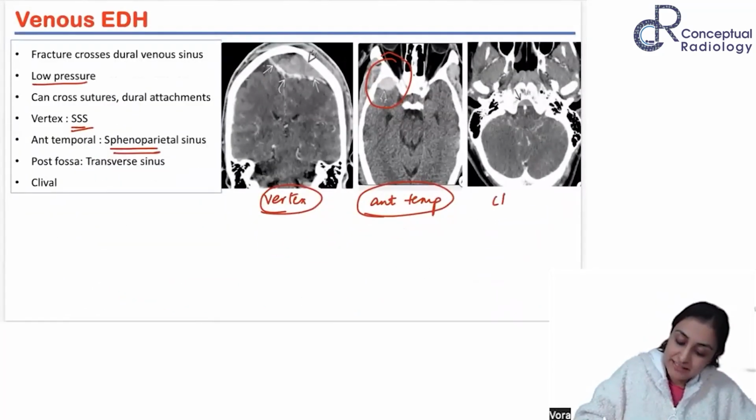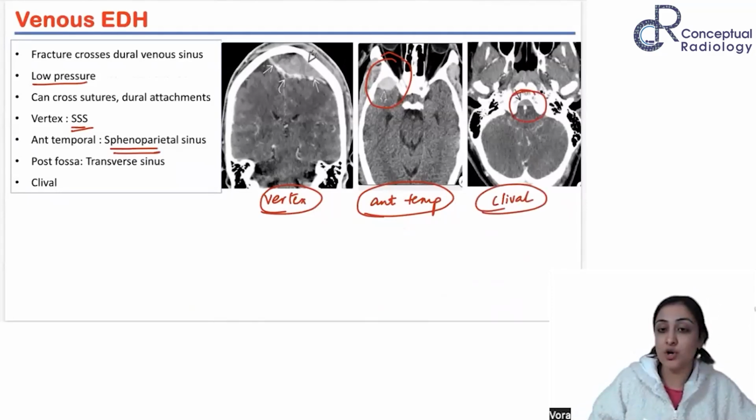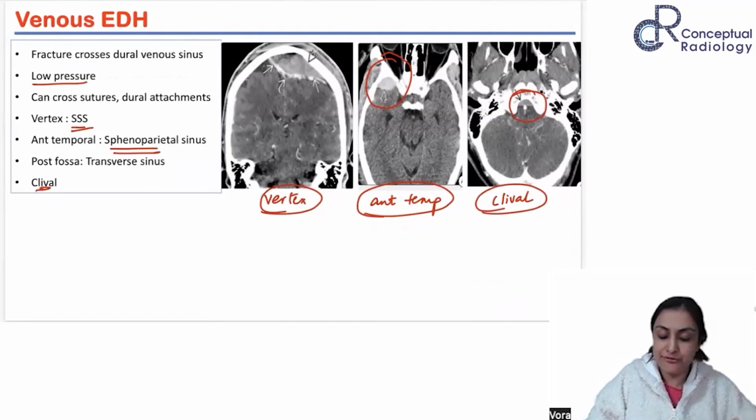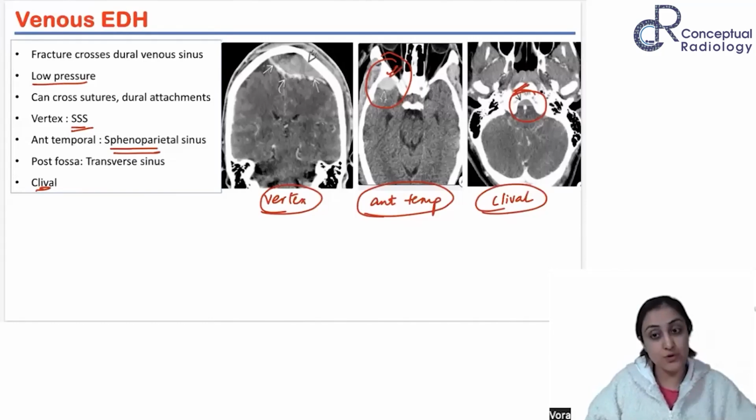So clival EDH is again something that you may miss. So you want to be on a lookout till the clivus, till the brainstem. So this is the clival EDH, which is again a venous EDH. So these are three common sites of venous EDHs that are frequently missed. So always keep an eye out for these, okay?